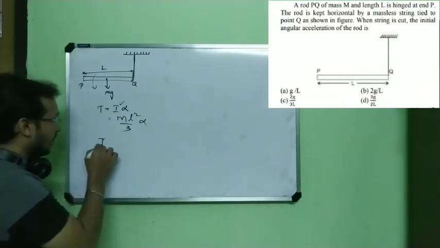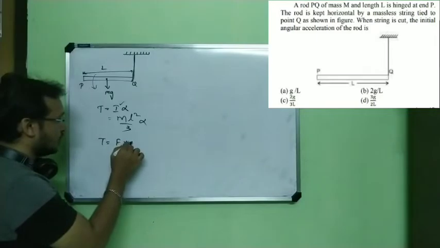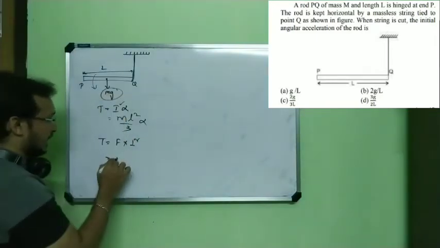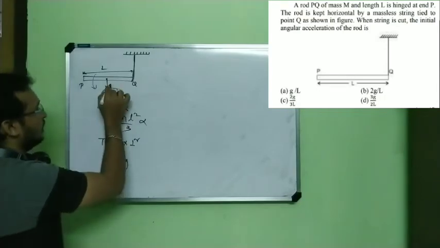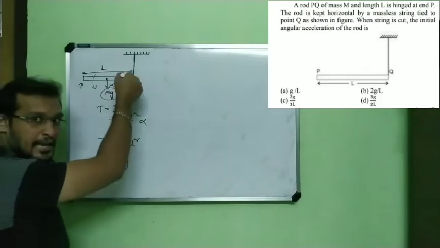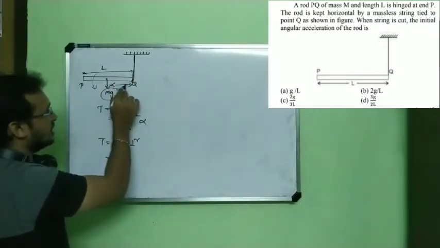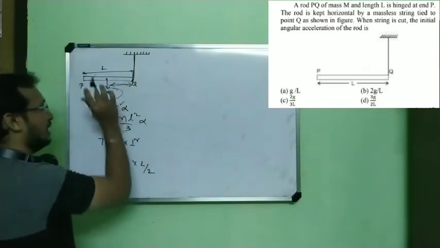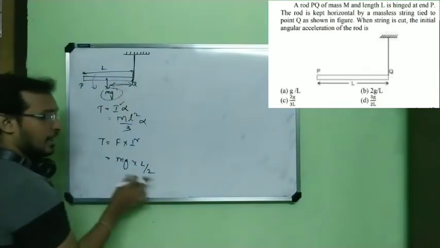But we already know that torque equals force into perpendicular distance. What is F equal to? mg. What is the perpendicular distance? This much distance from the force till the axis. What is the distance? L by 2 only. Don't take L by mistake. Total length is L, but the distance is only L by 2.